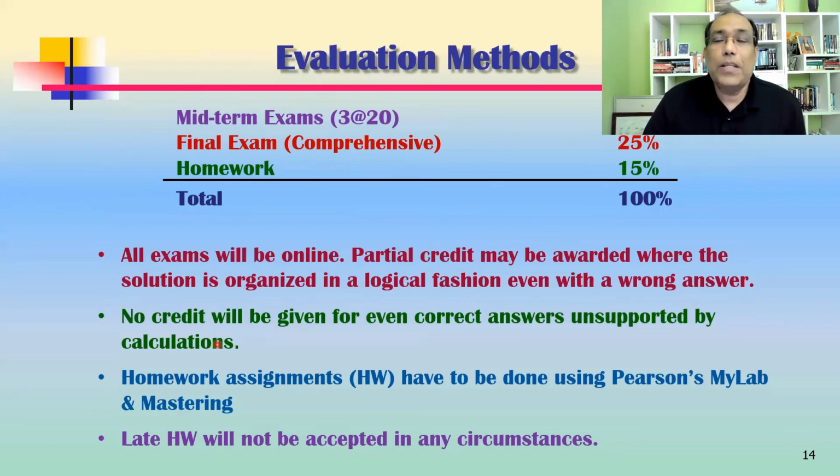So I'll request you to try to do your homework assignments in a logical fashion, write everything there so that the TA or I can understand not only what you did, but also what you wanted to do, okay? Because your partial credit will depend on what your logic was. So I'll encourage you again to write everything in a step-by-step procedure, okay?